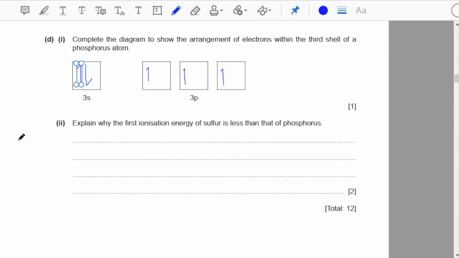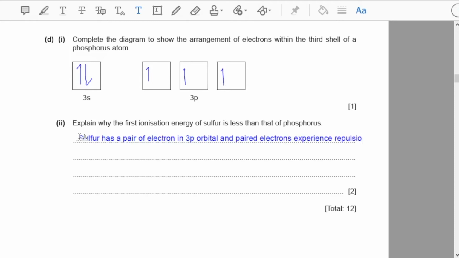Part 2. Explain why the first ionization energy of sulfur is less than that of phosphorus. So sulfur has got a pair of electrons in 3p orbital, and paired electrons experience repulsion due to the fact that they're like charges, so not much external energy is required.